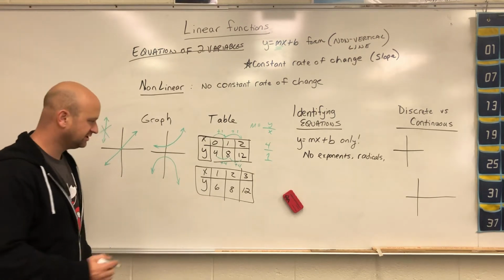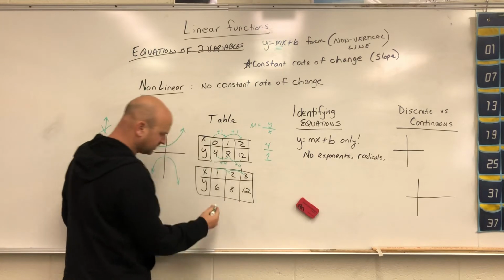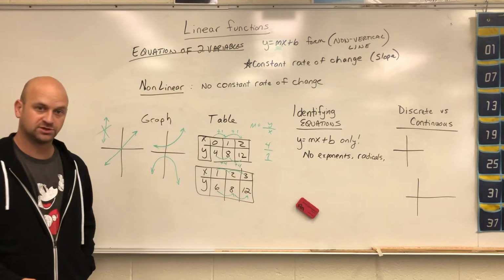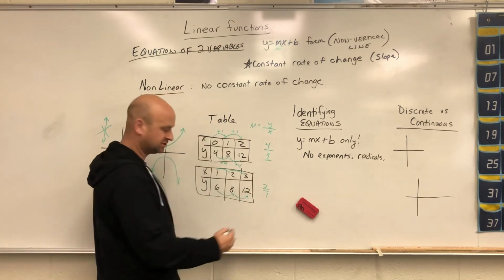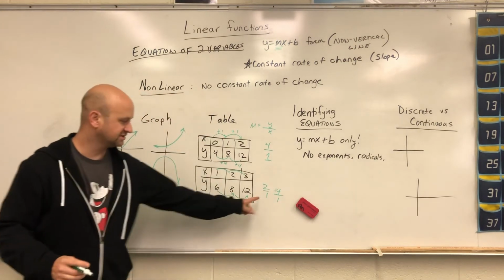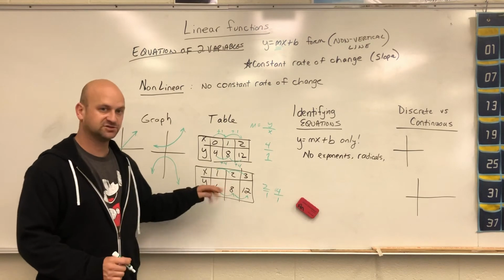Now if we look down here, we notice that the x values change by 1. Then we notice that y changes by 2, and then changes by 4. So this is not linear because one change is 2 over 1, and one change is 4 over 1. Because the changes are not constant, are not the same, this is not a linear function.